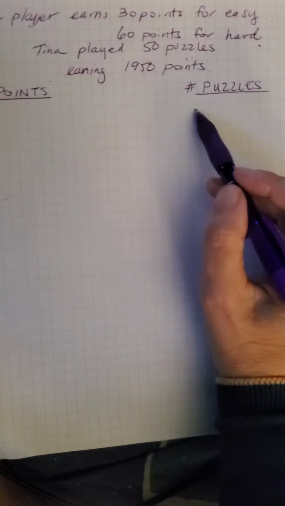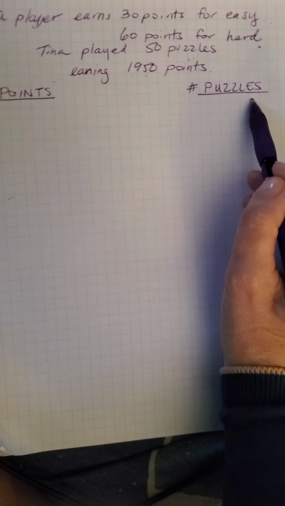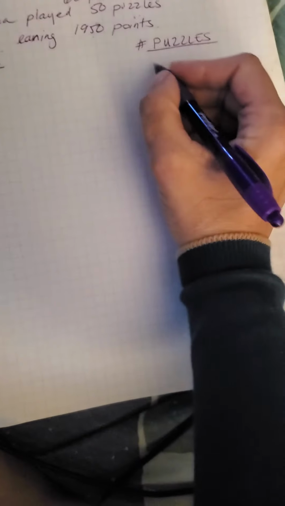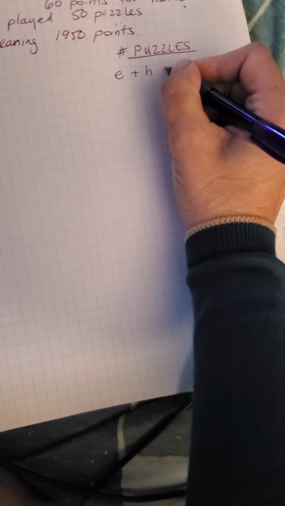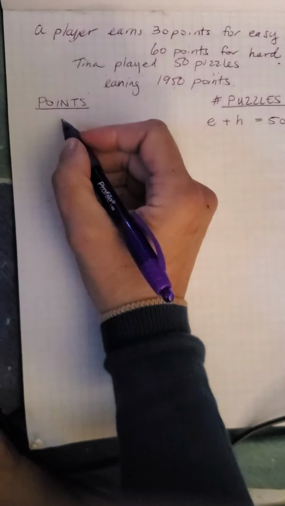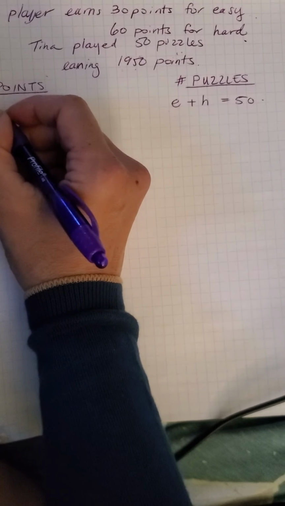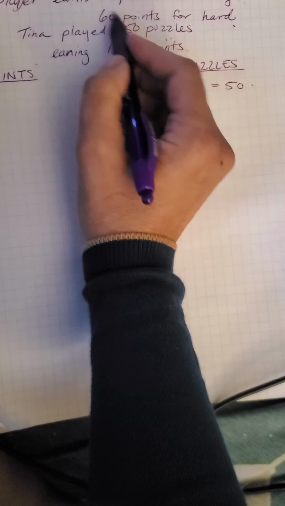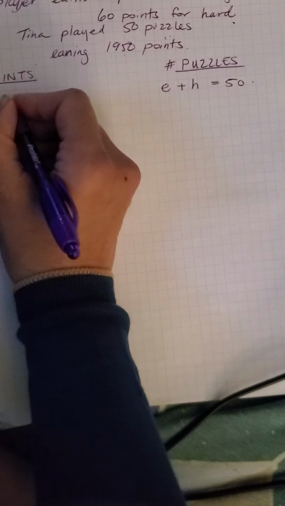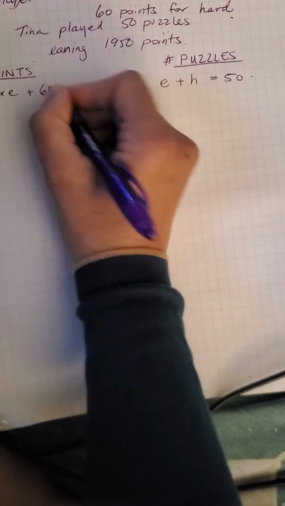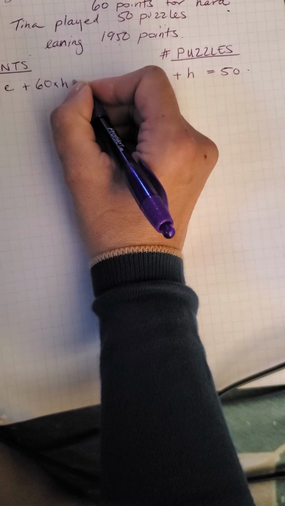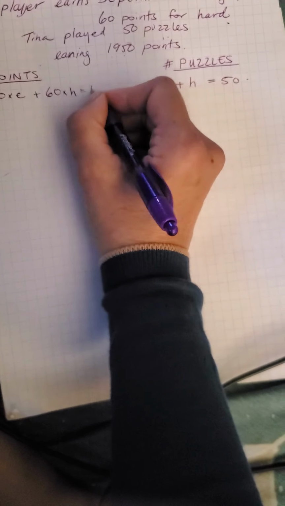First of all, we know that there's number of puzzles. So she plays 50, and so she plays some number of easy and she plays some number of hard for a total of 50 puzzles. And we also know that there's points involved. You get 30 points for easy, so 30 times easy plus 60 points times hard, and that equals a total of 1950. So this is what we know.